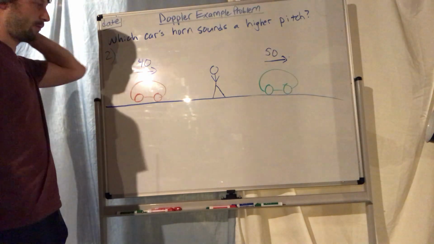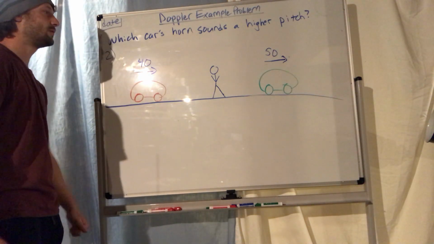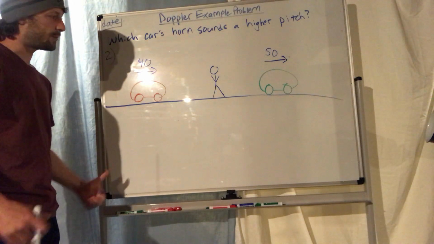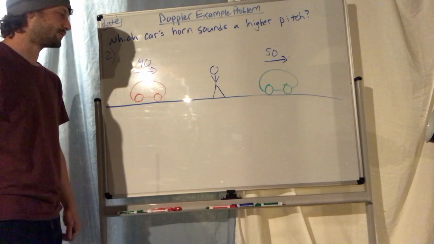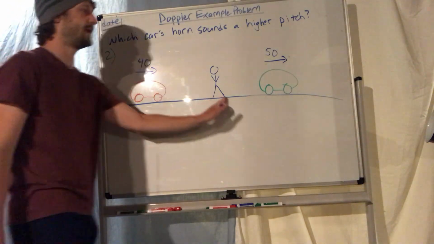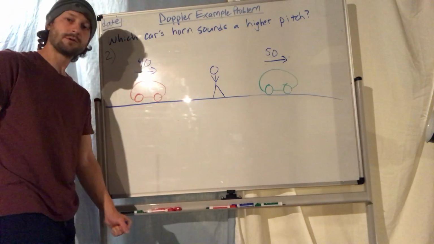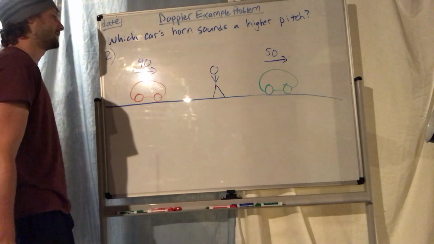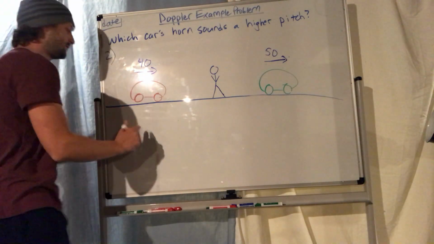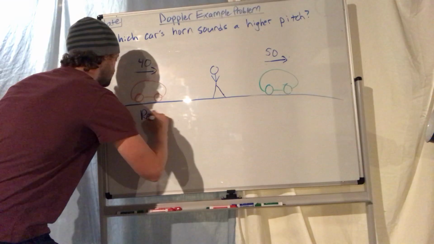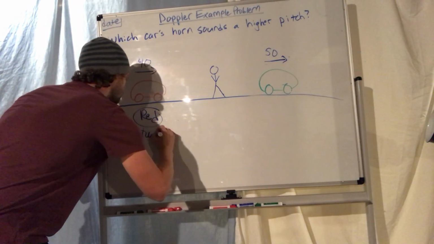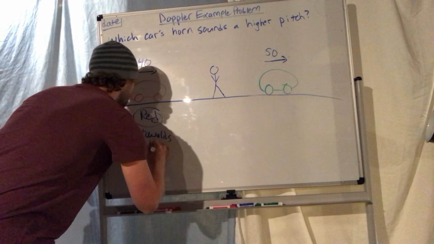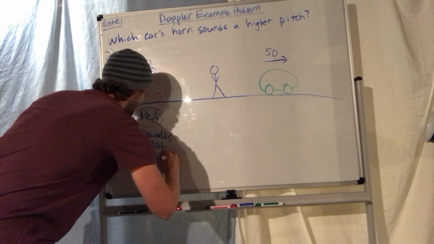Okay, so which car has the higher pitch now? Well, remember, heading towards the person, the observer, causes a higher pitch all the time, but heading away always causes a lower pitch to be observed with the Doppler effect. So in this case, red is the higher pitch. Why? Because it's heading towards the person, not away, same reason again.